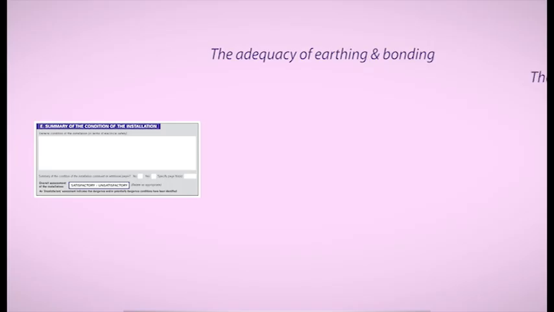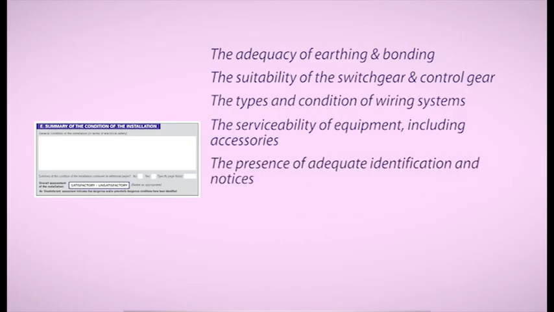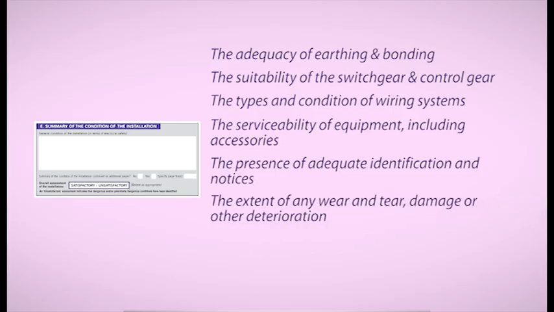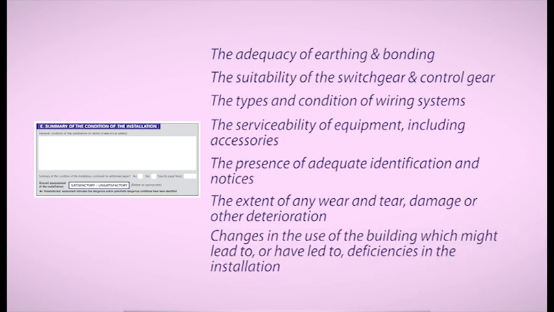adequacy of the earthing and bonding, the suitability of the switchgear and control gear, the types of wiring system and its condition, the serviceability of equipment, including accessories, the presence of adequate identification and notices, the extent of any wear and tear, damage or other deterioration, changes in the use of the building which have led to or might lead to deficiencies in the installation.